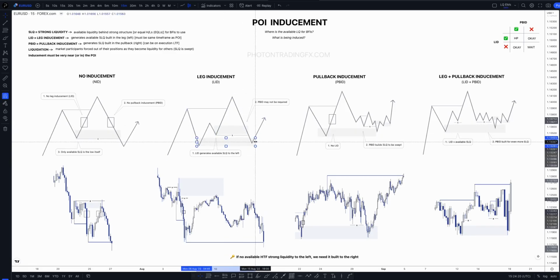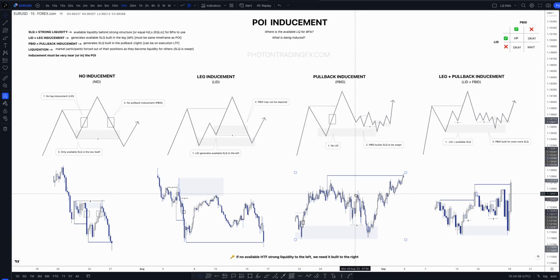If you're down here, is there inducement to the left? Yes. Okay, then perhaps I can get involved without waiting for pullback inducement. And that'll be it. You're just asking, is there available liquidity? Generally there can only be these 4 scenarios. Maybe there's another one, I can't think of it: no inducement left or right, on the left not the right, on the right not the left, or both.